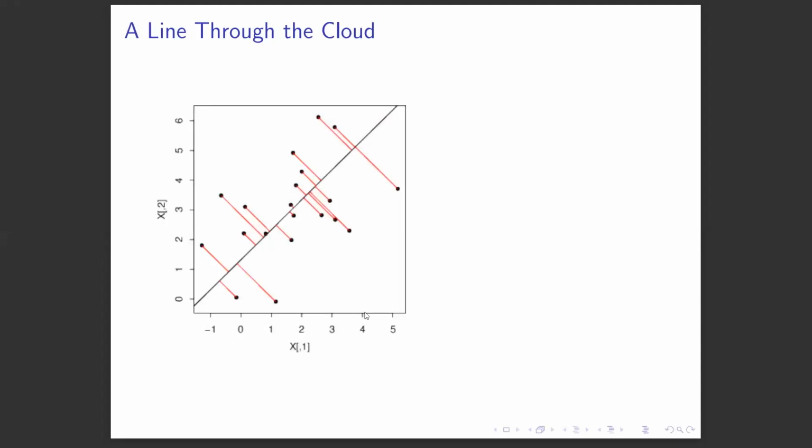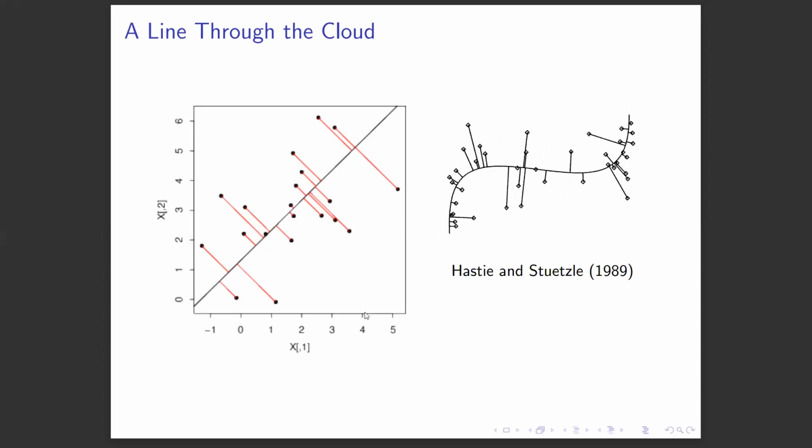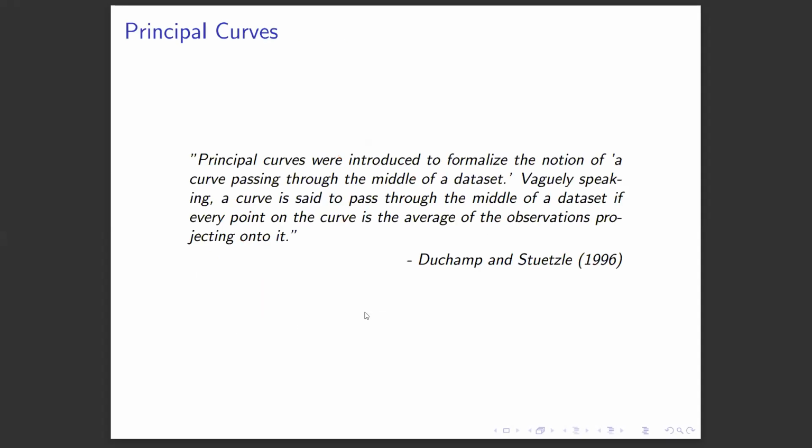And so one way to interpret the PCA method is to draw a straight line through the data cloud. And so the natural way to think about a nonlinear way is to draw a curve through the data cloud. And this is the approach taken by Hastie and Stuetzle. They introduced the principal curves to formalize the notion of a curve passing through the middle of the data set. So a curve is said to pass through the middle of the data set if every point on the curve is the average of the observations that project onto it.